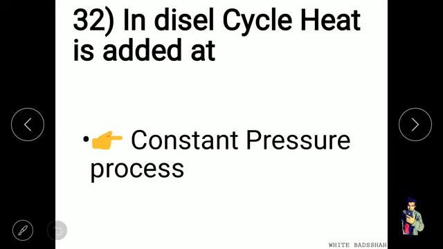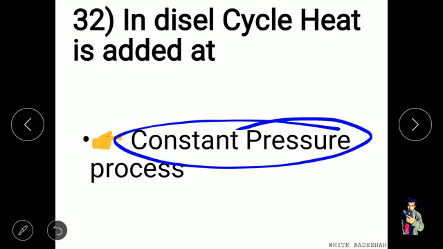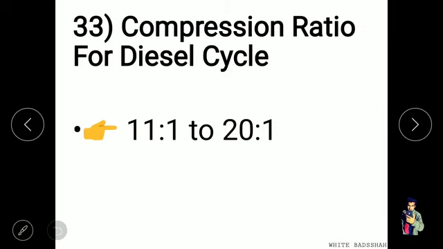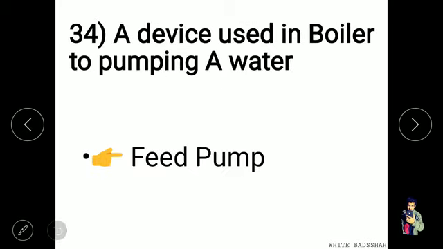In the diesel cycle, heat is added at constant pressure. Now the compression ratio for the diesel cycle is 11:1 to 20:1. A device used in a boiler for pumping water is known as a feed pump.